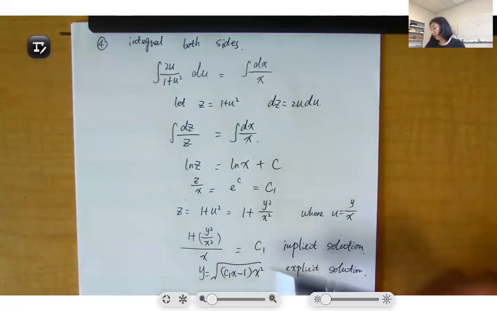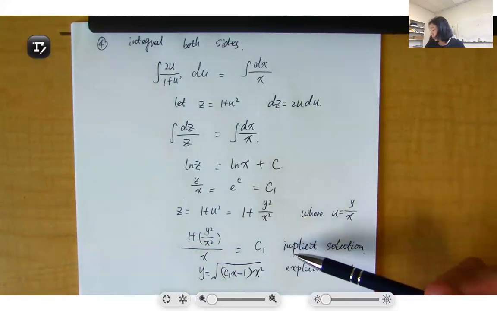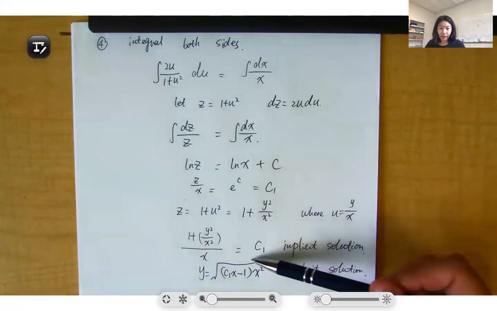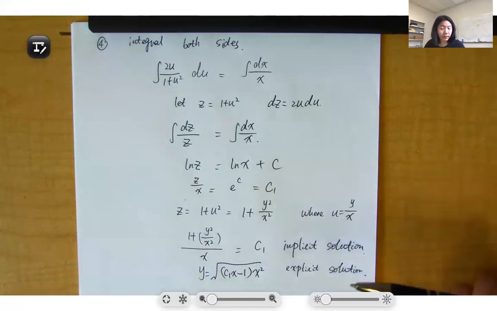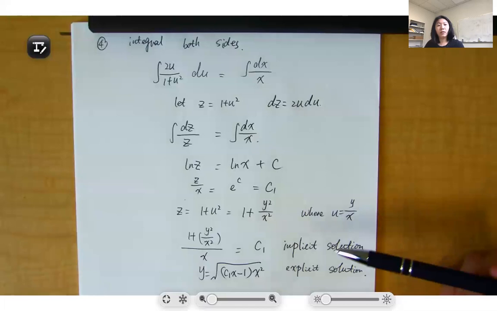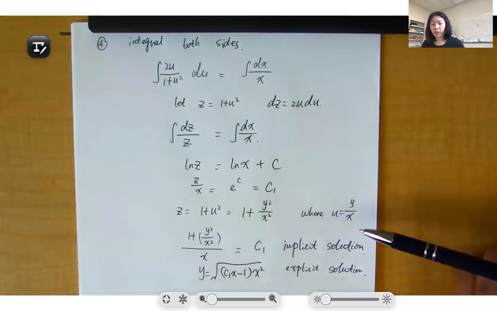And both are okay. And in order to get C1, this constant, we need some boundary conditions, for example, initial conditions, or boundary conditions in general. Okay.